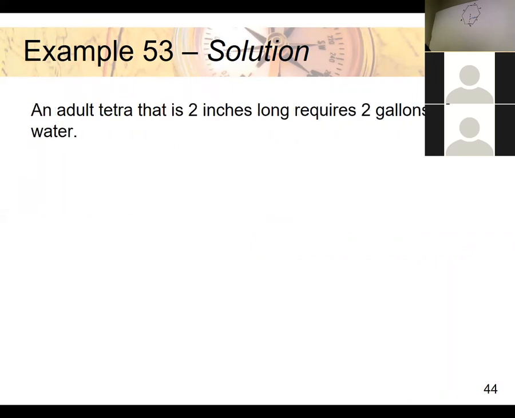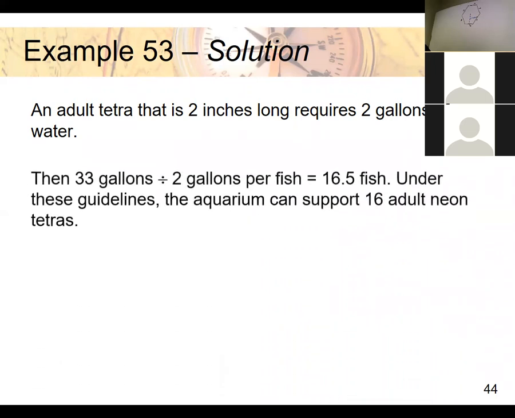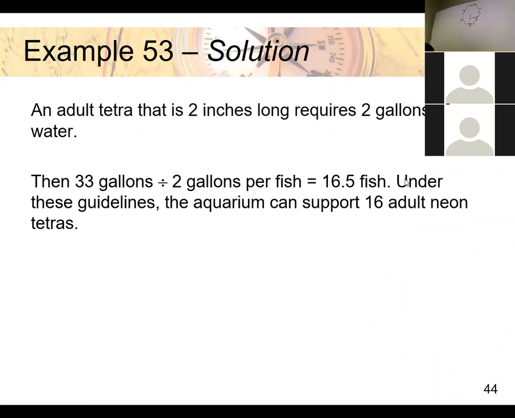And then on the next slide, they say an adult tetra that is 2 inches long requires 2 gallons of water. Since there are 33 gallons, we divide by 2. So 2 gallons per fish into 33 would be 16.5 fish. Okay. And here they're rounding down since we have a decimal. But under those guidelines, the aquarium can support only 16 adult neon tetras. Okay. All right, that was example 53. Any questions on that?